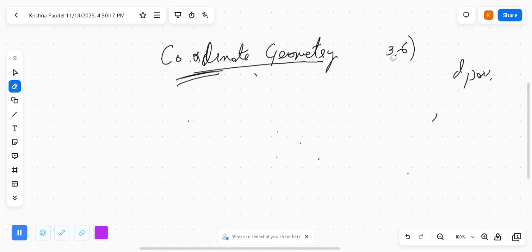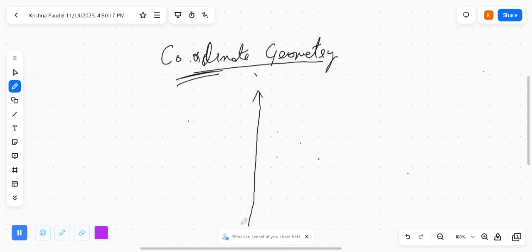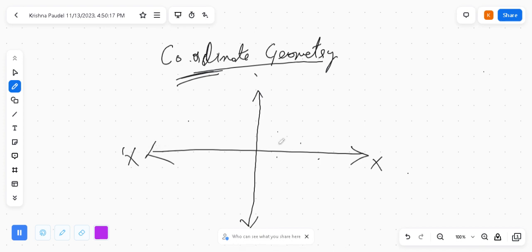Let me draw the xy plane one more time. This is our y-axis, the vertical line, and this is our x-axis. On the left-hand side will be x dash, the negative side, and the positive side will be x. The upward vertical line will be the positive y-axis and the downward will be the negative y-axis. This whole part of the plane is called the first quadrant.